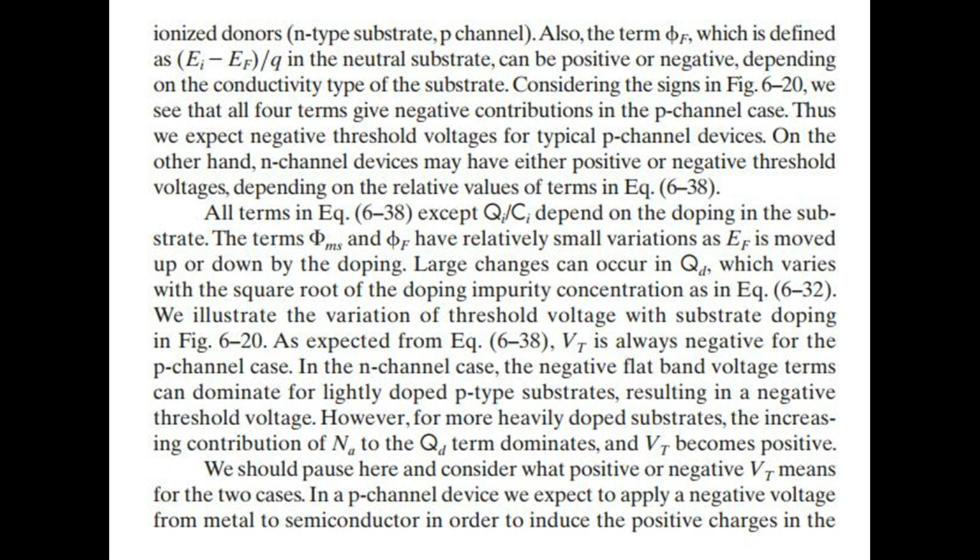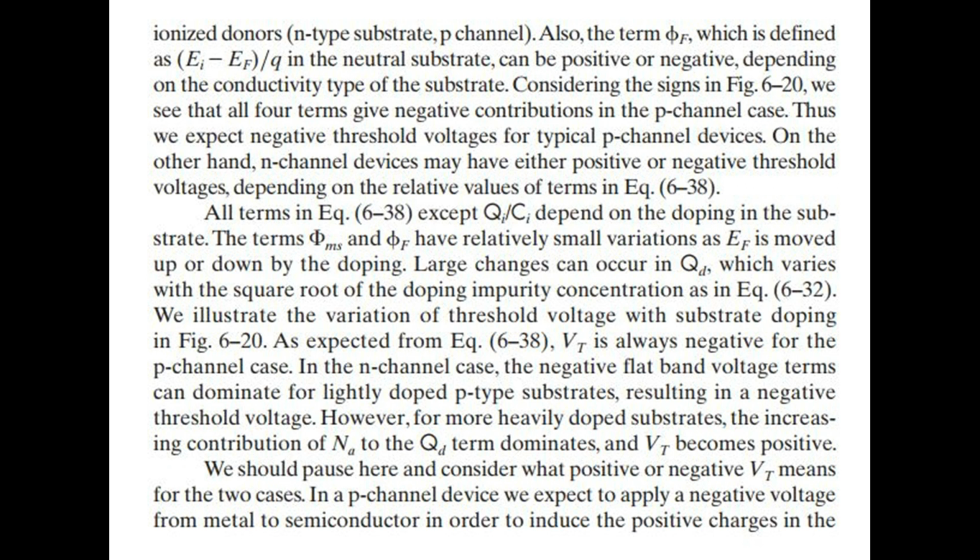In the n-channel case, the negative flat band voltage terms can dominate for lightly doped p-type substrates, resulting in a negative threshold voltage. However, for more heavily doped substrates, the increasing contribution of Na to the Qd term dominates, and Vt becomes positive. We should pause here and consider what positive or negative Vt means for the two cases.